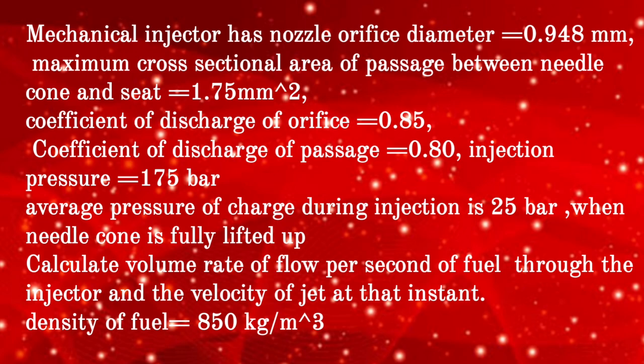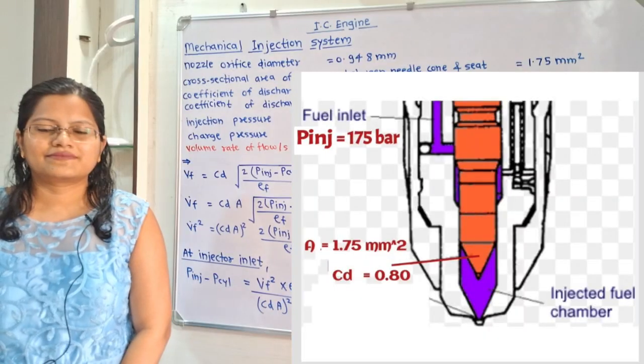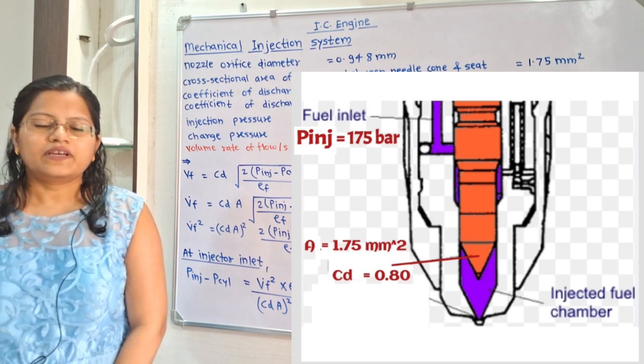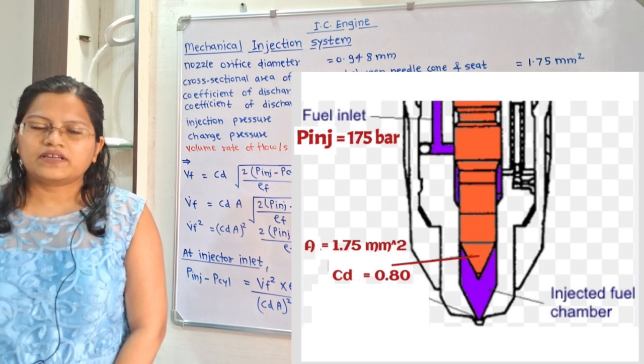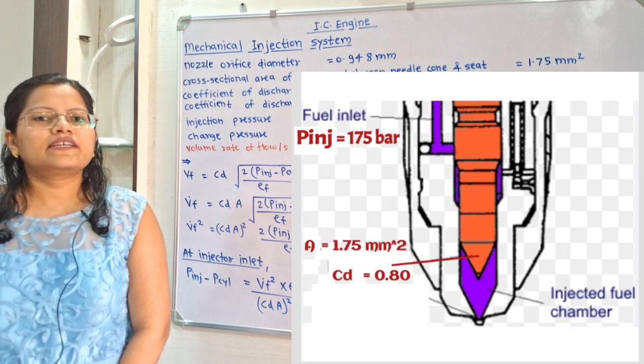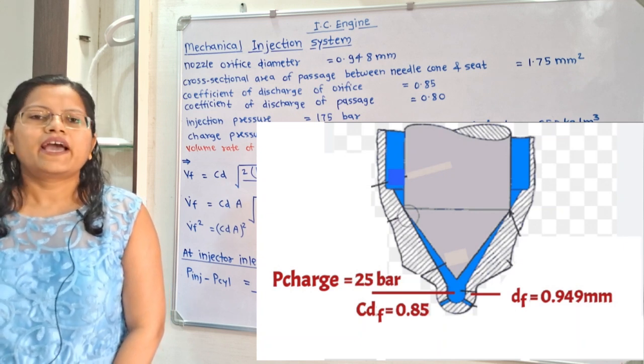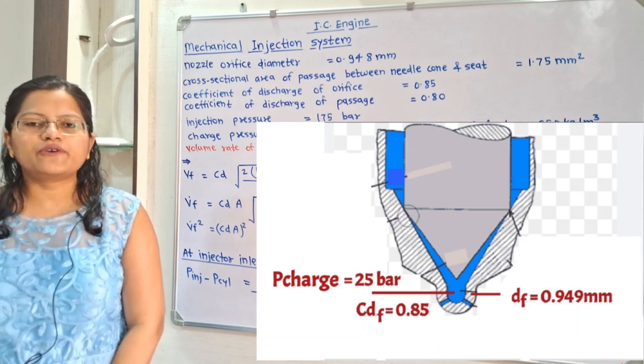When the needle cone is fully lifted up, calculate the volume rate of flow per second of the fuel through the injector and the velocity of the jet at that instant. Density of fuel is equal to 850 kg per meter cube. Let us understand the given data. This is the closed type injector and the data is given at the injector inlet as well as at the fuel metering orifice. At the fuel metering orifice, we will use the suffix F.